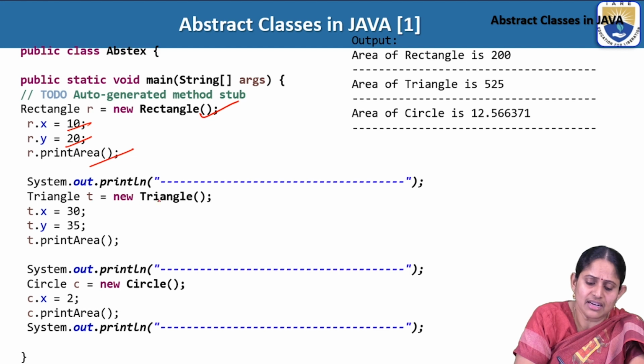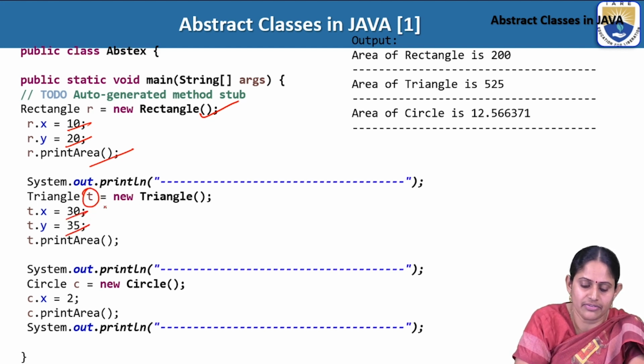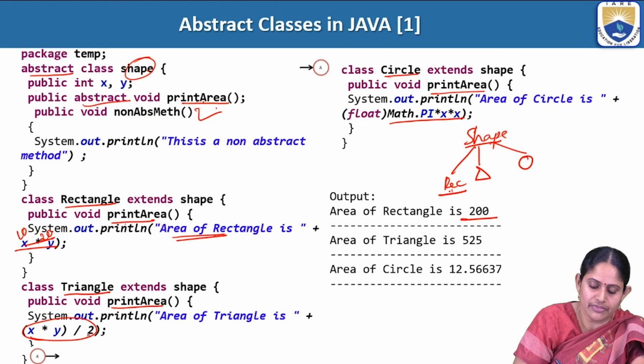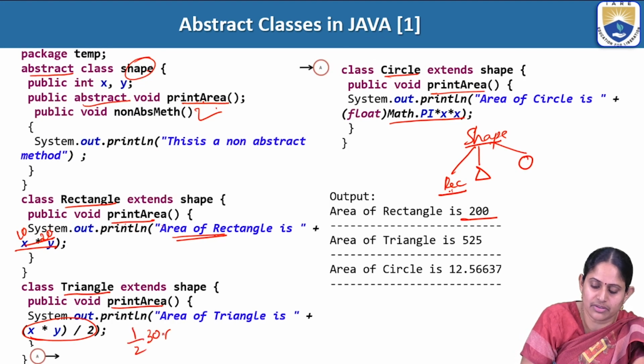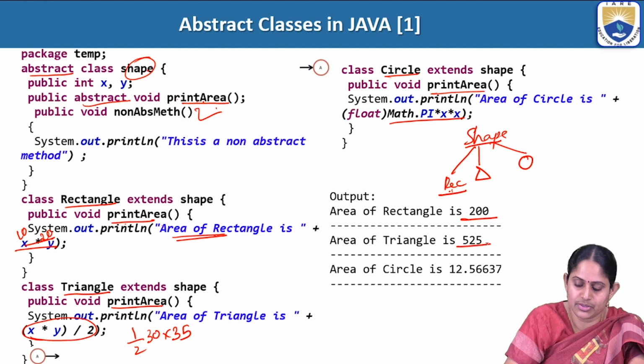Next, the triangle object is created. Triangle's x and y values are initialized to 30 and 35, and you are invoking the print area. So it will find half BH, half 30 into 35, which will come to 525.